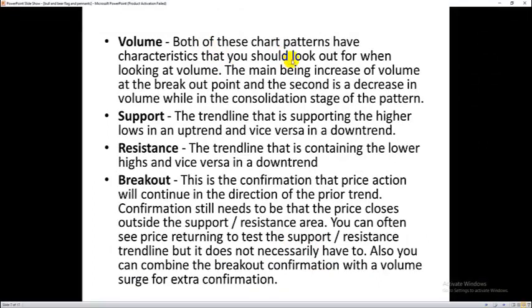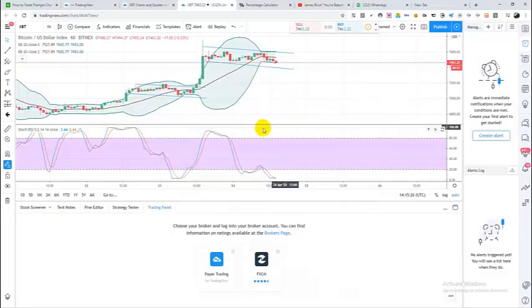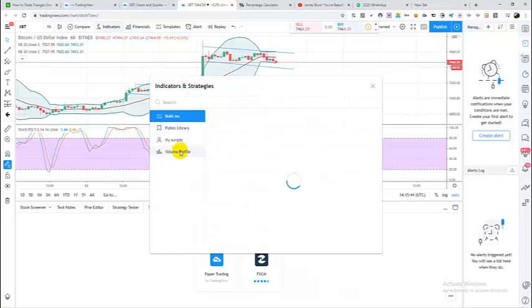They say both of these chart patterns have characteristics that you should look out for when looking at volume. The main one is an increase of volume at the breakout point, and the second is a decrease in volume during the consolidation stage of the pattern. Unfortunately, my TradingView account, the pro version, has expired, and I'm using the free version right now, so it's very hard for me to show you the volume column here, but it's very simple. Let me show you how you can find that. You go to indicators, you will see the volume profile here. You click on visible range.